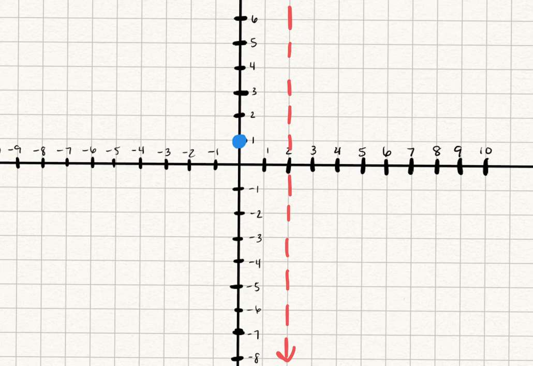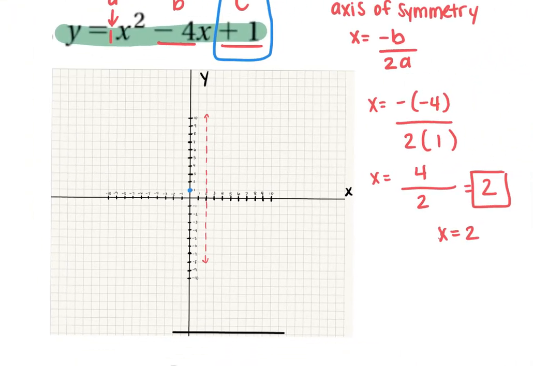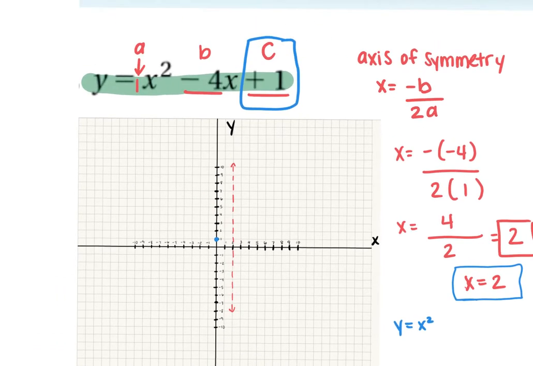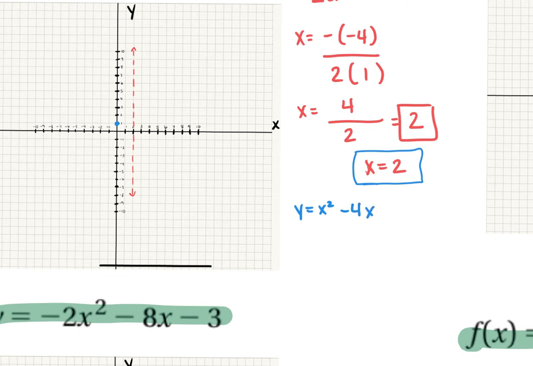Okay? And then the last thing that we do is we take the 2 that we found over here and we plug it into our original equation. So our original equation was y equals x squared minus 4x plus 1. Wherever I see an x, I'm plugging in a 2. So y equals something squared minus 4 times something plus 1. And that something is just this 2. Two squared and 4 times 2.